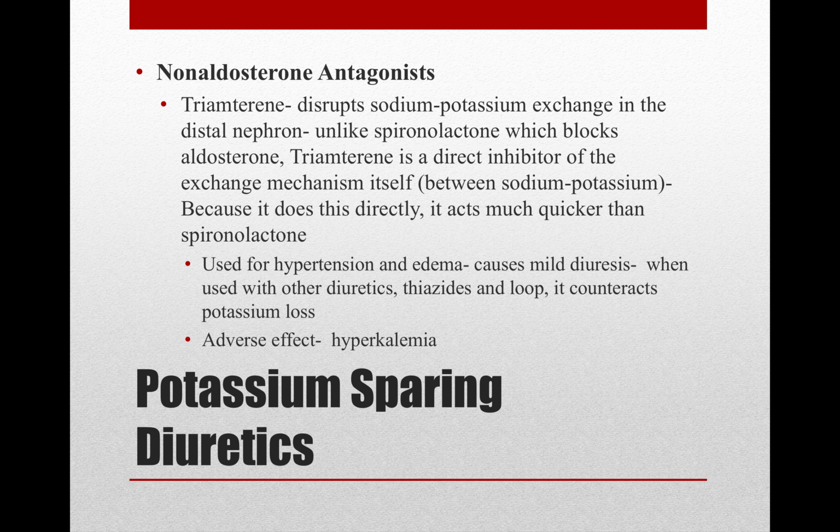And then another one would be our non-aldosterone antagonist, so something that's not aldosterone related. We have our triamterene. It disrupts the sodium-potassium exchange in the distal nephron. Unlike spironolactone, which blocks aldosterone, triamterene is a direct inhibitor of the exchange mechanism between the sodium and potassium. Because it does this directly, it acts much quicker than spironolactone. Used for hypertension and edema, causes mild diuresis.